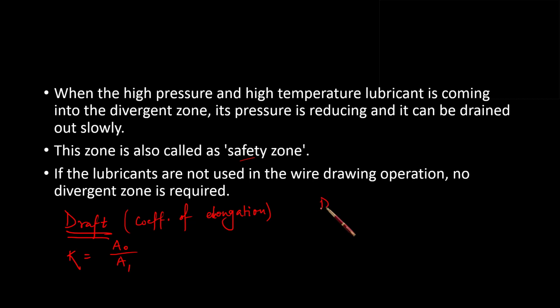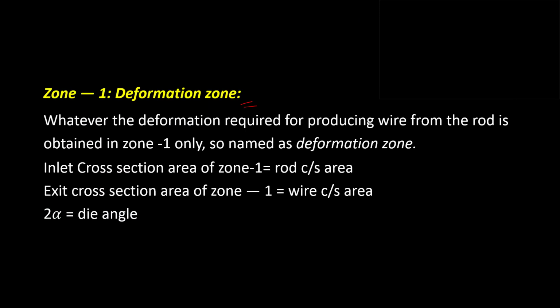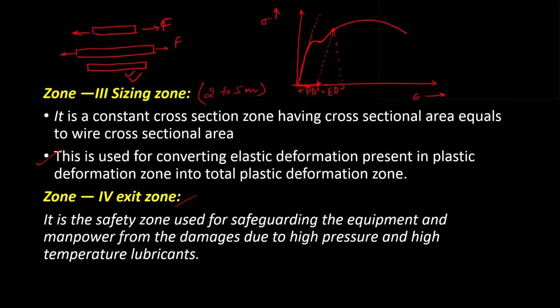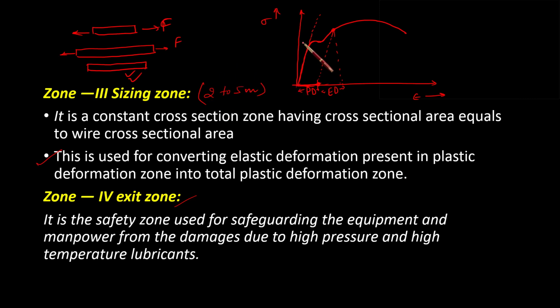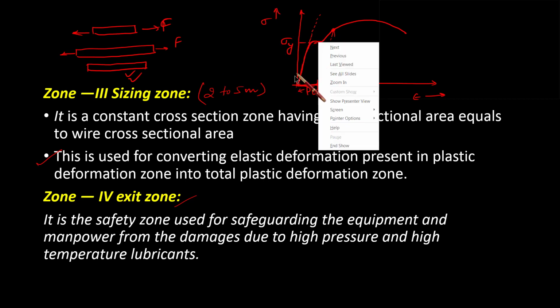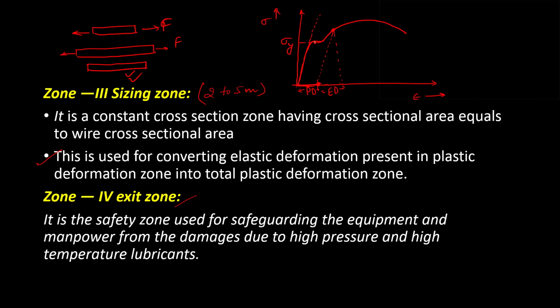Another thing is the drawing stress. How much stress will be generated? That is sigma 2, the pulling force you have seen in the diagram. So what is the formula for this one? Sigma 2 is equal to sigma y times something. This sigma y is the yield stress, the strength of the material. Below this is the elastic zone and this is the plastic zone, right? So you have to remember, yield stress is the point after which plastic deformation starts.